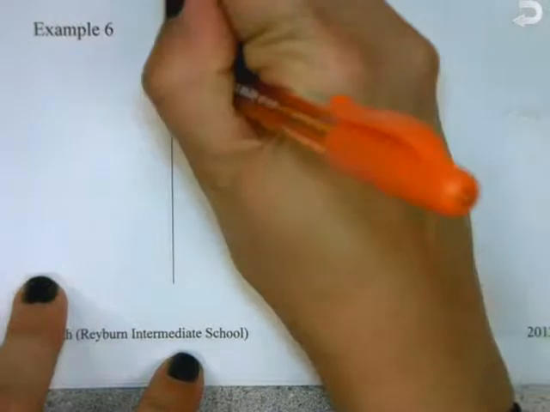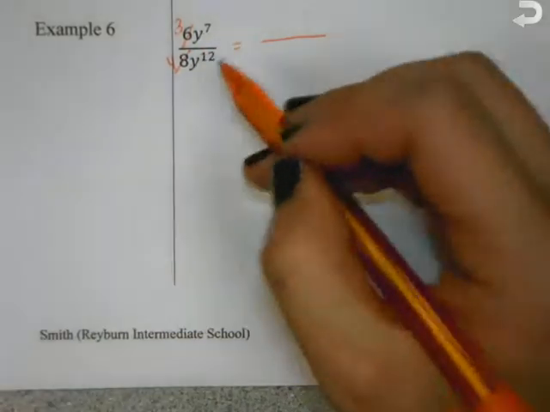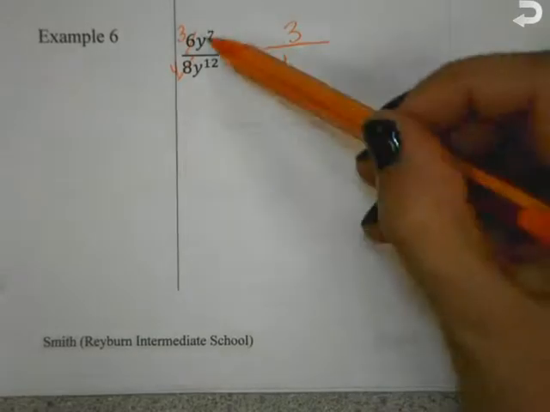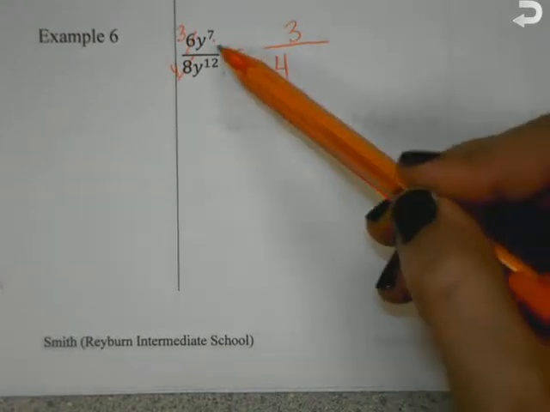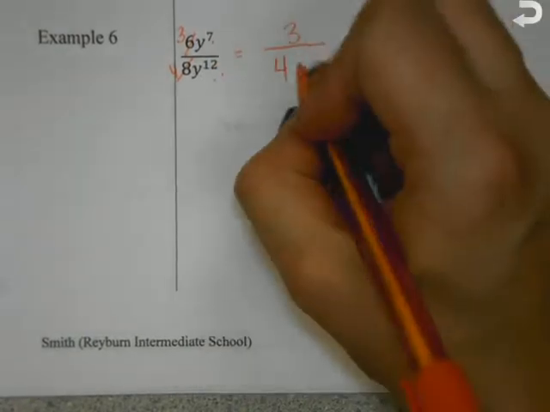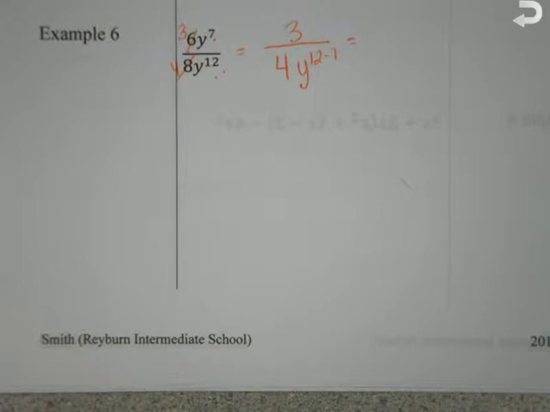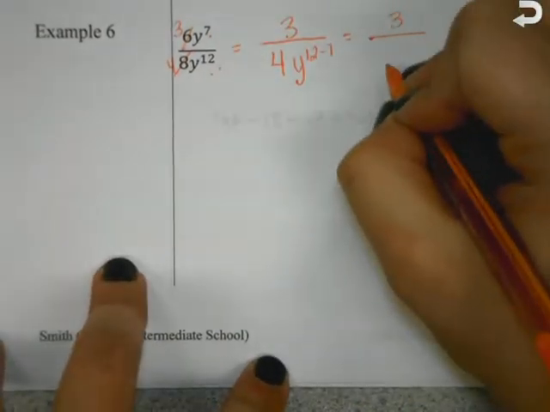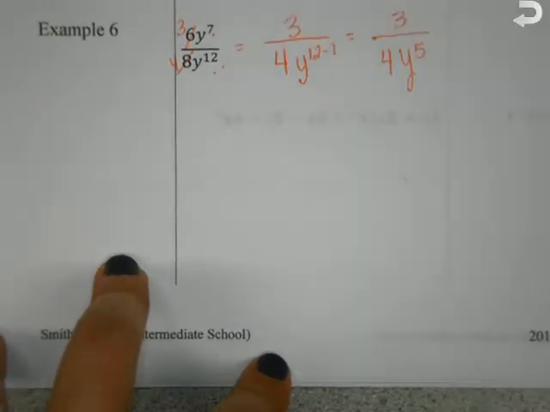Let's look at the y's also. Are my y's going to end up on top or on bottom? On bottom. So that's going to be y to the 12 minus 7, right? So what did you get as your answer? 3 over 4, y to the what? Perfect, y to the 5th power. Is that what you guys got? Thumbs up if you agree? Excellent, that is our answer.